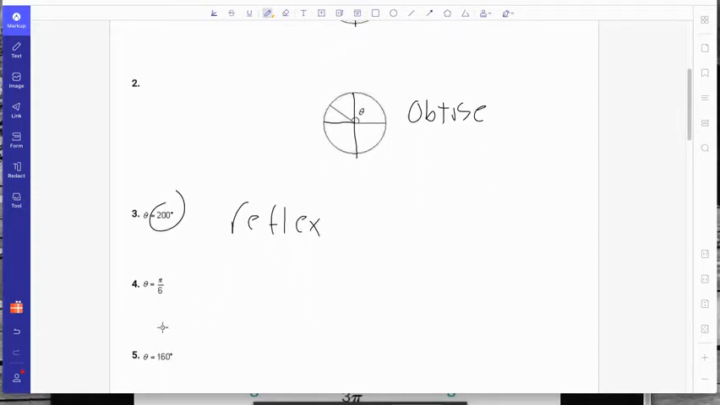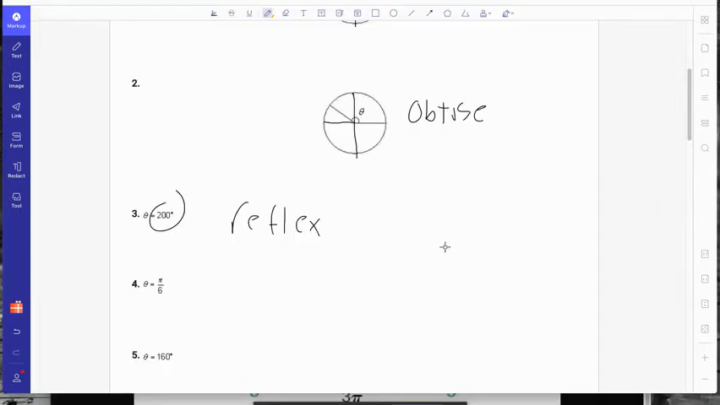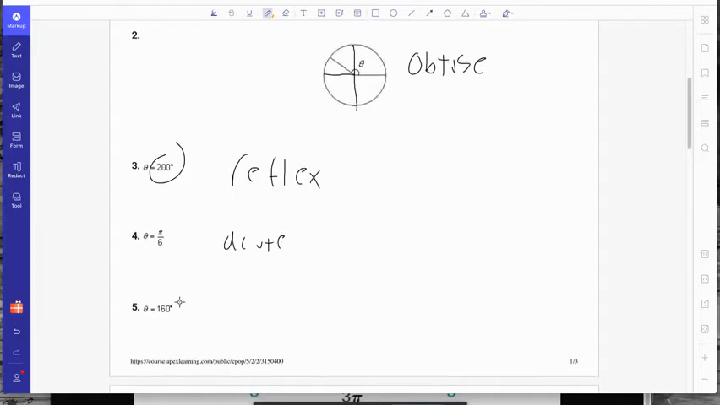Now pi over 6, well, let's look at the unit circle. Pi over 6 is right here, which is a 30-degree angle, which makes it acute. And 160 degrees is obtuse, right? Just know that it's right in between there.